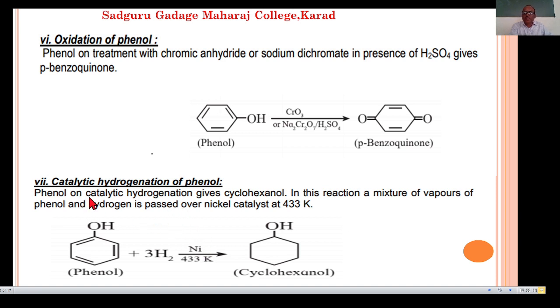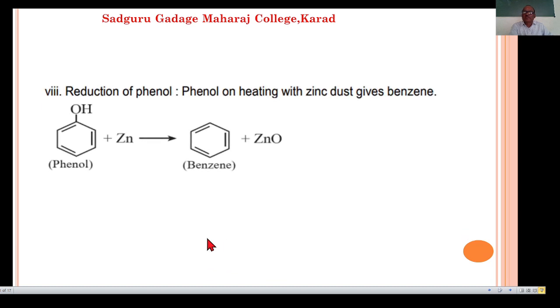So phenol on catalytic hydrogenation gives cyclohexanol. In this reaction, a mixture of vapors of phenol and hydrogen is passed over nickel catalyst at temperature 433 Kelvin. The product is cyclohexanol. So phenol on catalytic hydrogenation gives cyclohexanol.